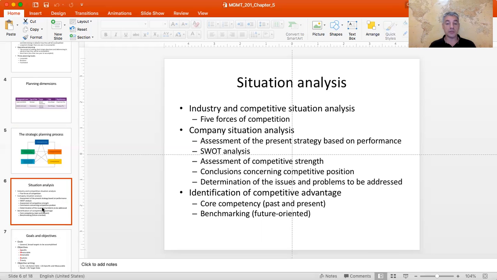So you try to assess your competitive strength, obviously. You reach a conclusion concerning your competitive position, and then you try to identify issues and problems that need to be addressed for the company to move forward.